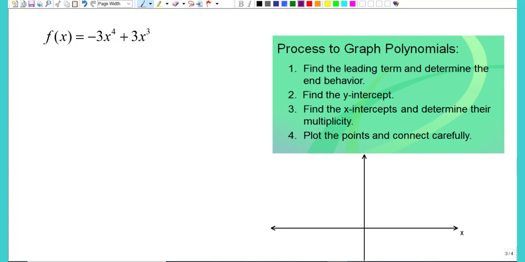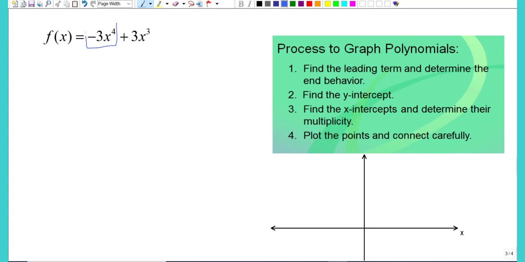So here's a good summary of the process. We want to find the leading term and determine the end behavior, find the y-intercept, the x-intercepts and determine their multiplicity, plot the points, and connect carefully. All right, so on this one, notice it's not in factored form, but that's okay.